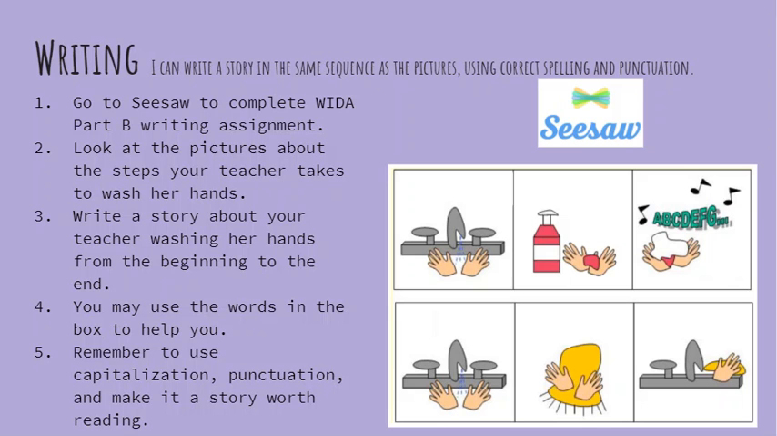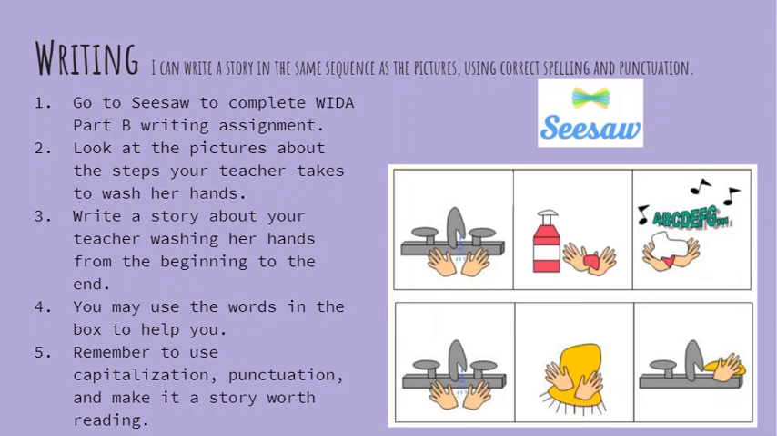Next, for writing, I can write a story in the same sequence as the pictures using correct spelling and punctuation. This is kind of a fun one, and it relates to what's going on right now in the world. You're going to go to Seesaw and do our WIDA writing. Look at the pictures about the steps your teacher takes to wash her hands. These are the steps that I take when I wash my hands, and I want you to write a story about it, from beginning to end.